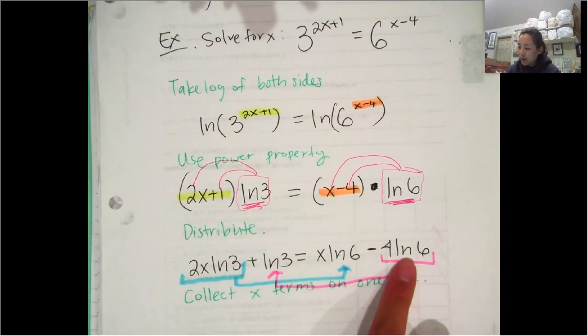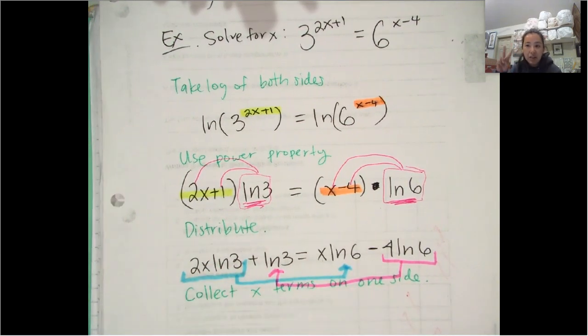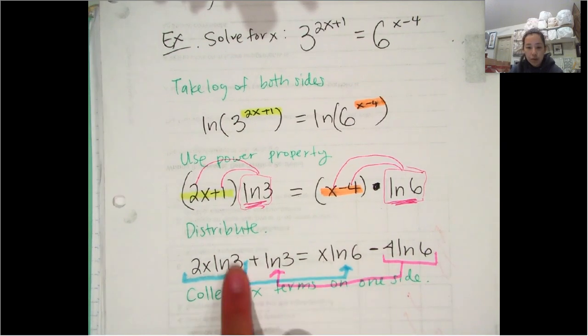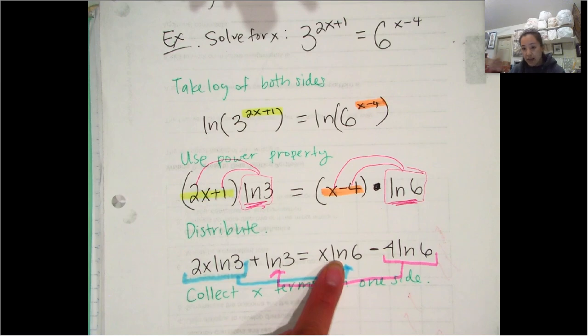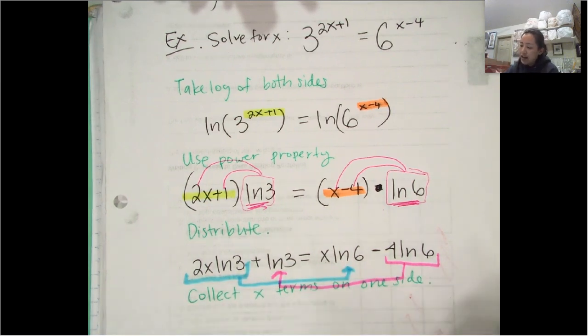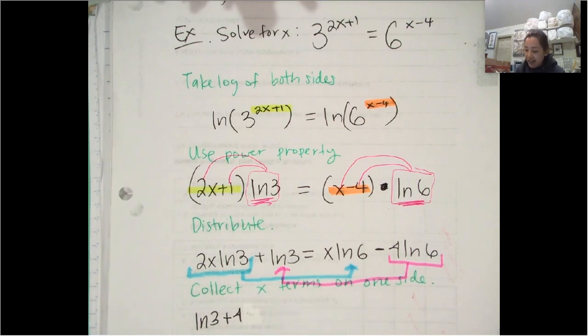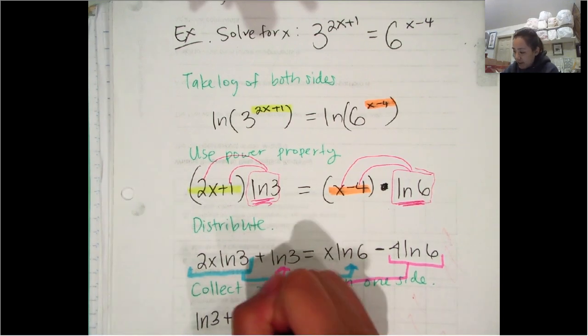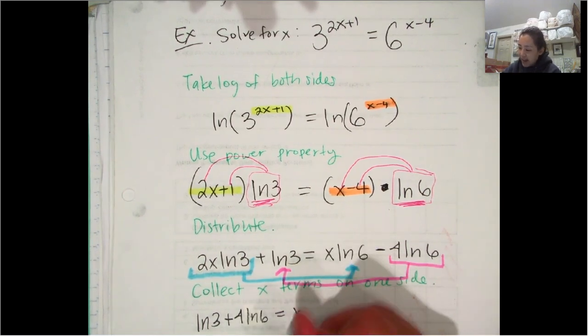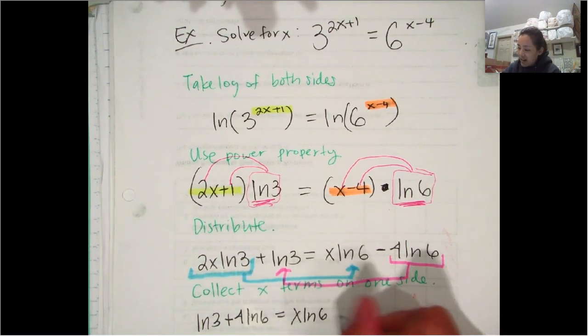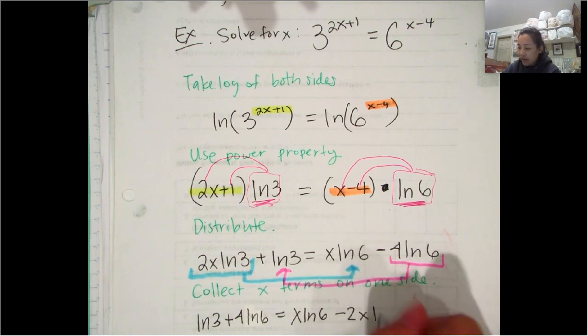So this one has a number in it, this one has an x in it. That's why we're switching them. So the ones with the numbers we bring to one side, ln of 3 is a number, and anything with the x's we bring to the other side. Okay, so if we add the 4 ln of 6 to this side, you have ln of 3 plus 4 ln of 6 equals x ln of 6 minus 2x ln of 3.